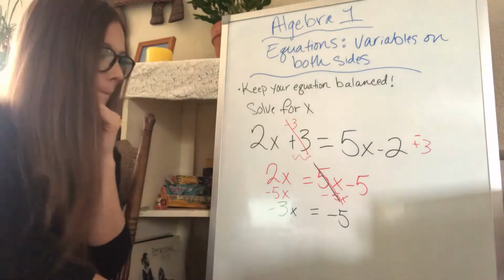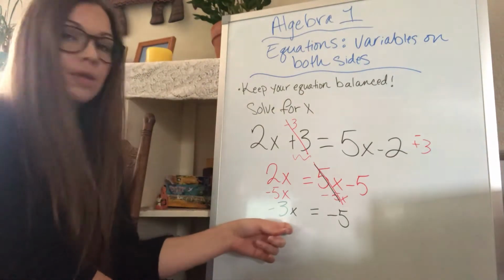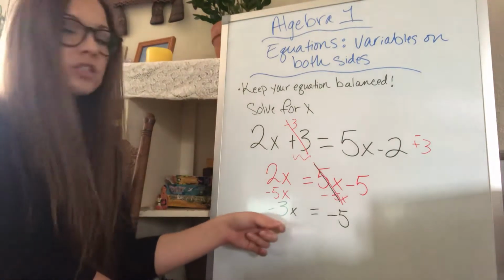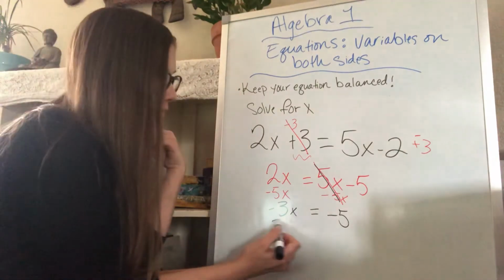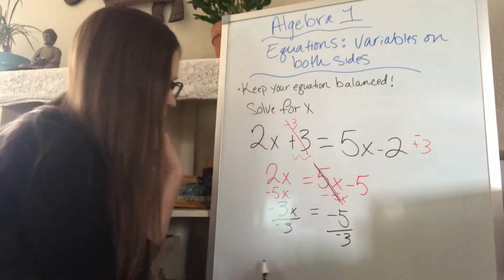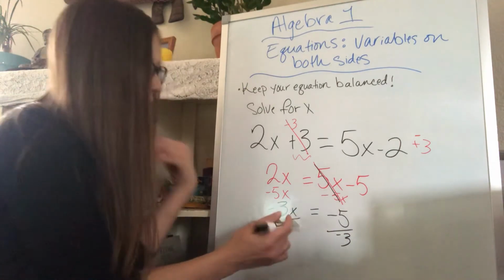What do I do now? Well, I have to now continue to undo what's being done to the variable. So right now it's being multiplied by negative 3, so I'm going to divide by negative 3. Okay? So that cancels out that negative 3 on that side.